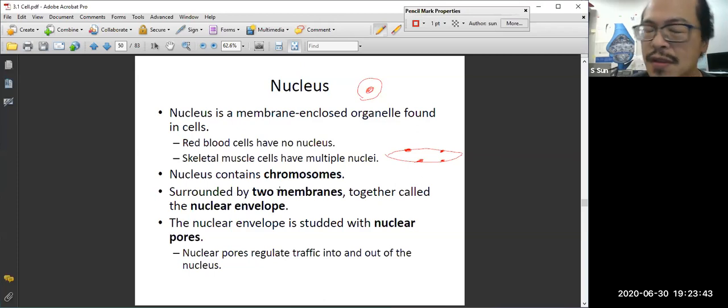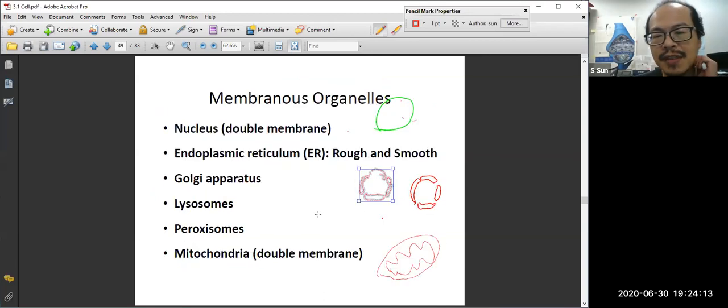So it's the chromosomes. Typically, somatic cells have 23 pairs of chromosomes. Each nucleus has two membranes, a double membrane, and this is called the nuclear envelope. So that's right here, the nuclear envelope.